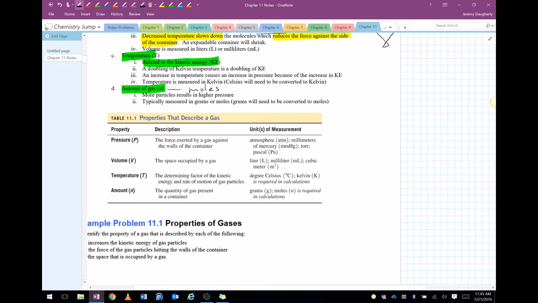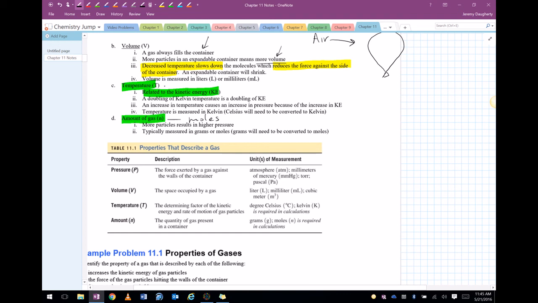Very important, let's talk about temperature again real quick. Temperature is measured in Kelvin. So long as it's a capital T, it's Kelvin. There are some times where you can use Celsius, but generally with gases, you always want to use Kelvin. The reason is that it's tied to the kinetic energy of the gas.